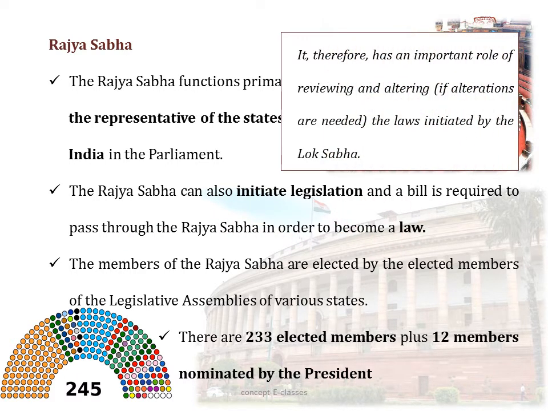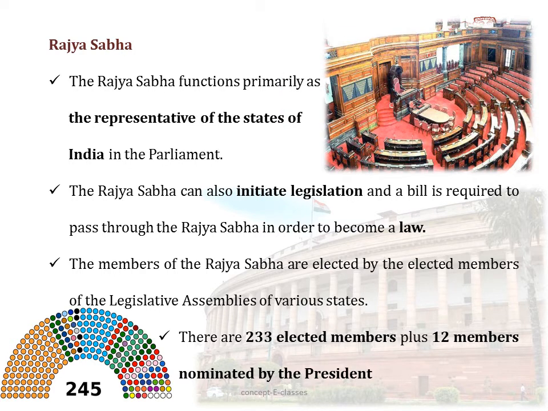Now even if the Lok Sabha initiates some laws, the Rajya Sabha has an important role to review it, and if alterations are required, it could alter it as well. And a bill is required to pass through the Rajya Sabha in order to become a law.